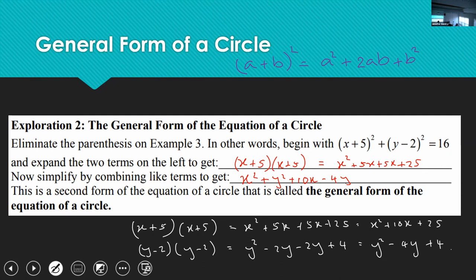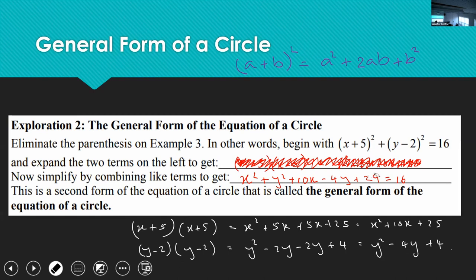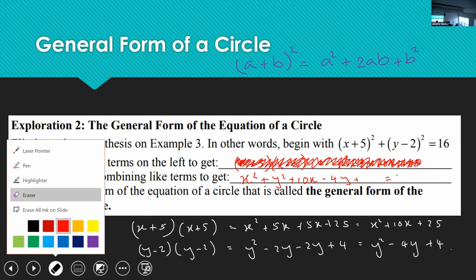Okay? Can I combine a 25 and a 4? Yes, what do I get? 29. Plus 29 equals, okay? I still have the 16 here. Now, for the general form, I want it to be equal to 0. How do I get rid of 16? Minus 16. What is 29 minus 16? 13. So, my final equation, x squared plus y squared plus 10x minus 4y plus 13 equals 0.